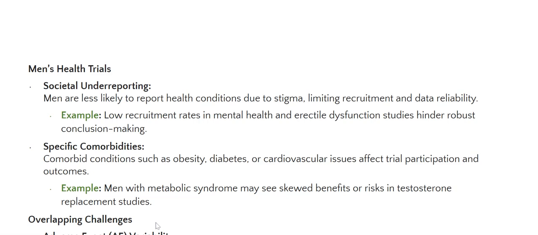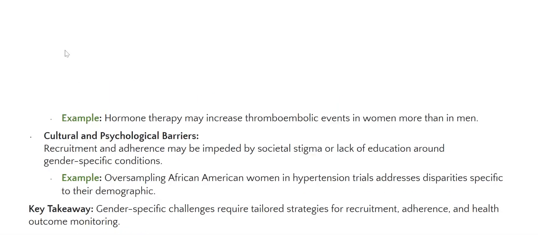Now, the overlapping challenges that apply on both women's and men's health trials are adverse event variability, AE. Gender-specific metabolic processes can affect how men and women metabolize drugs, altering safety profiles. As for example, hormone therapy may increase thromboembolic events in women more than in men. Cultural and psychological barriers.